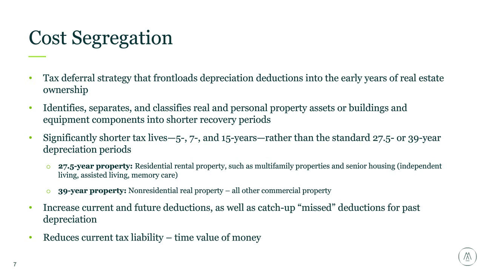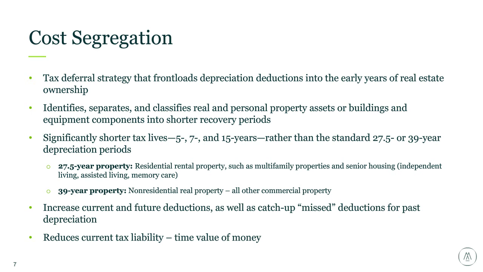27.5-year residential rental property is pretty self-explanatory. That would include multifamily properties, and most types of senior housing, so independent living, assisted living, and memory care. And then 39-year property, of course, is the non-residential piece of that, and that would include all other commercial property. So cost seg studies can be done not only for acquisitions and newly constructed buildings, but they're also great for tenant improvement projects, remodels, and expansions.